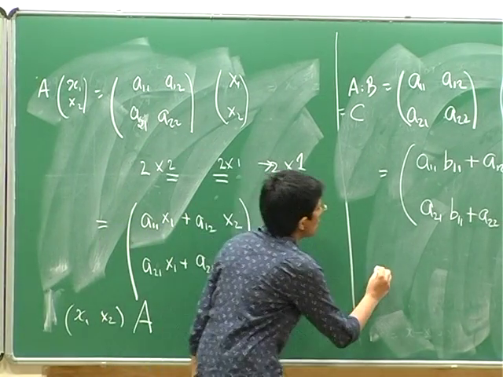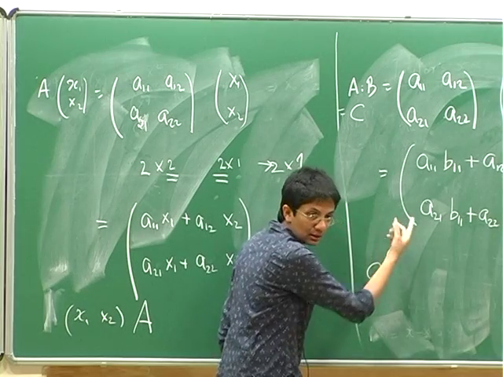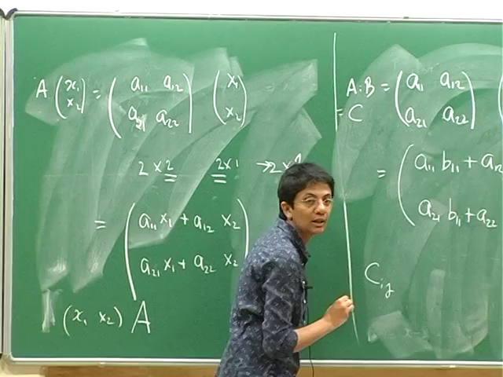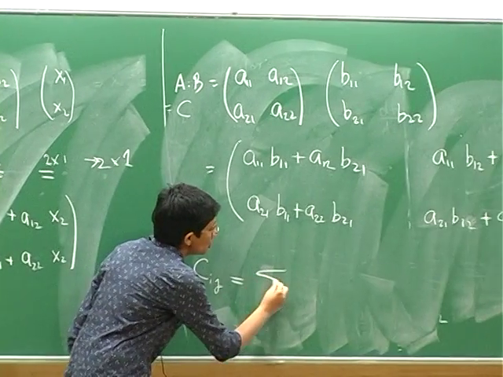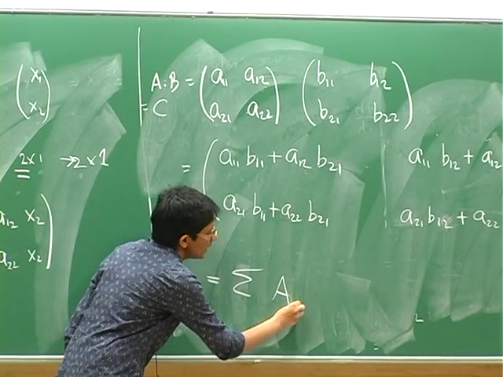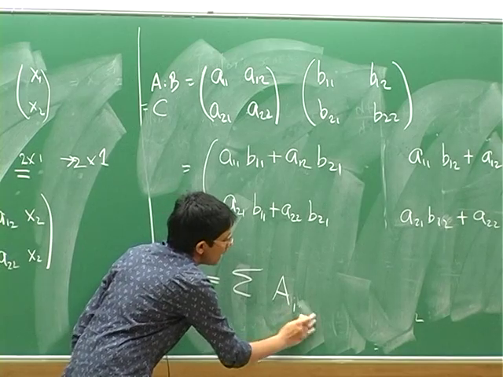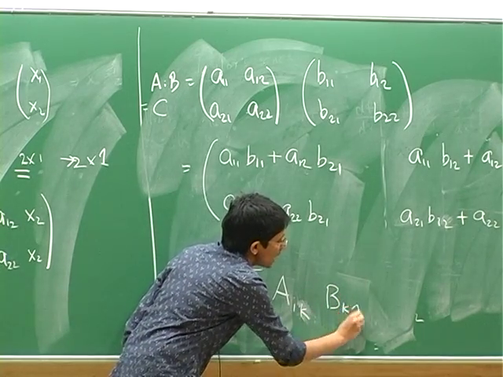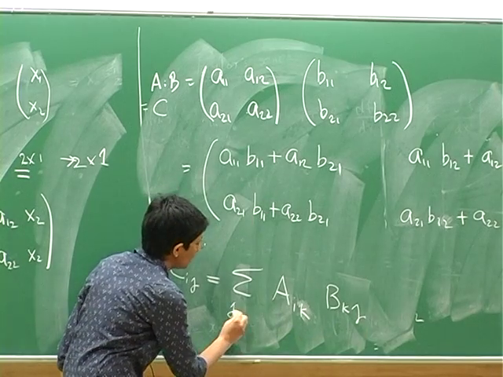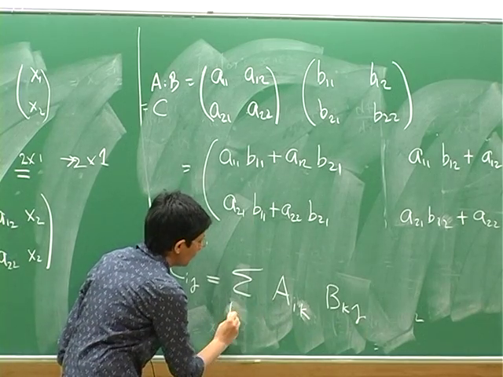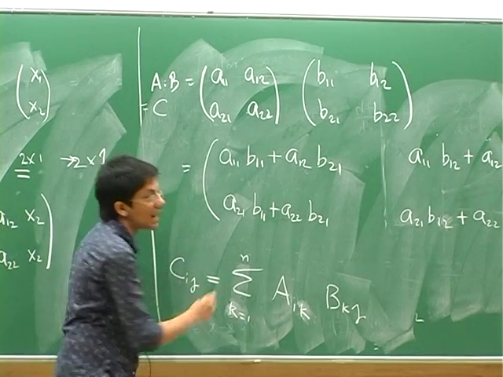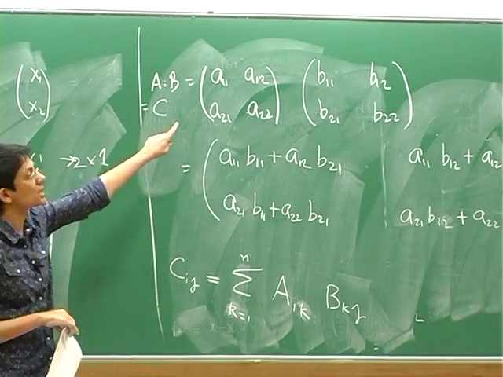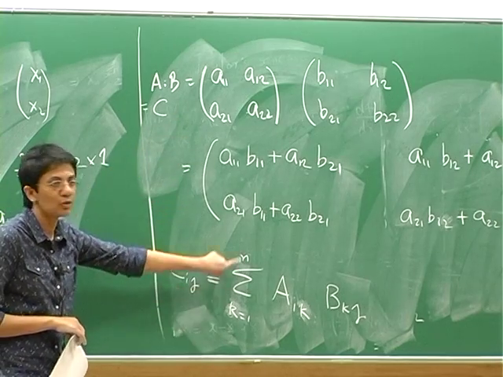If I had a matrix C, just like I gave you for this example, and I wanted a Cij element, the rule is this. You take the matrix A, take its Aik element, multiply with Bkj element, and sum over k from 1 to n, where n is the size of the square matrix. In this case it's a 2 by 2 matrix, so k equals 1 to 2.